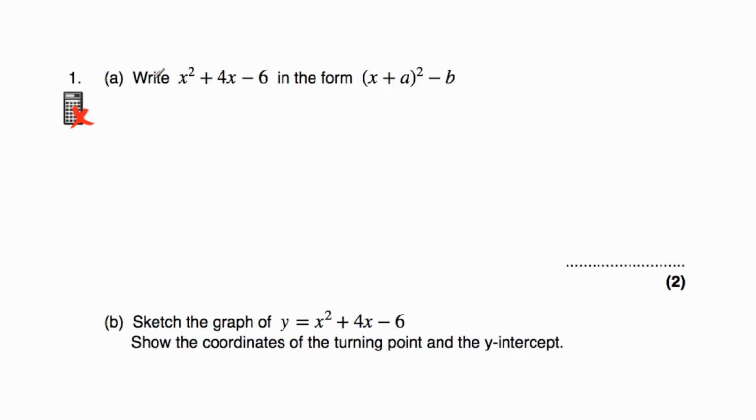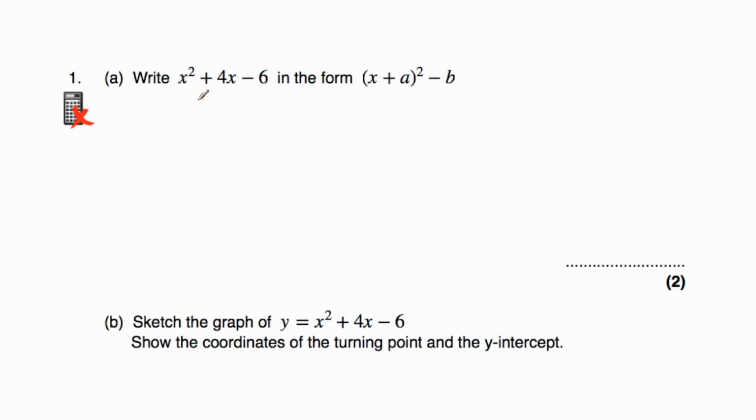So our first question says, question 1a, write x squared plus 4x minus 6 in the form (x plus a) squared, subtract b. In this video, I'm going to assume that you know how to do completing the square. If you're not confident on completing the square, you really need to go and watch that video first of all.